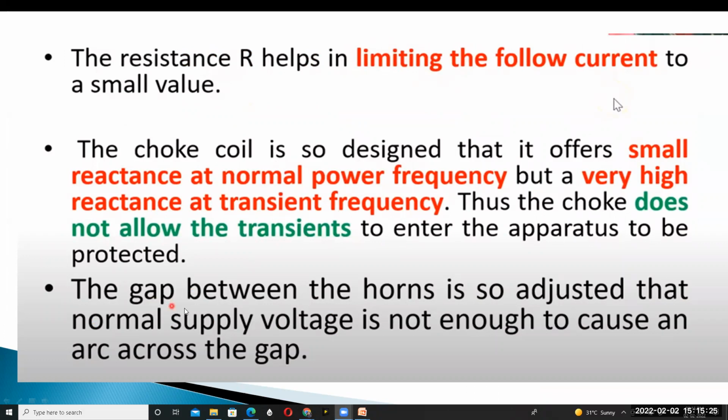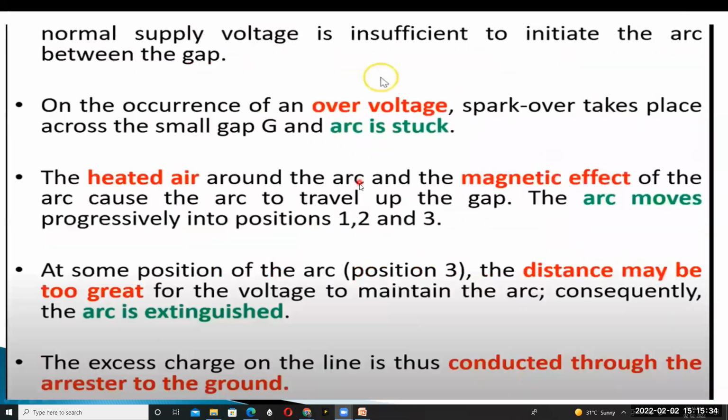The gap between the horns is so adjusted that the normal supply voltage is not enough to cause an arc across the gap. Under normal conditions, the voltage is insufficient to initiate the arc between the gaps.